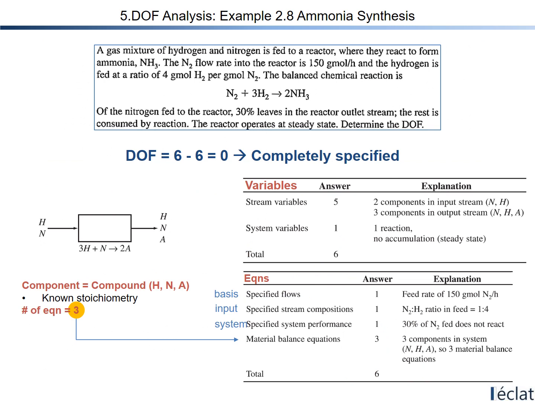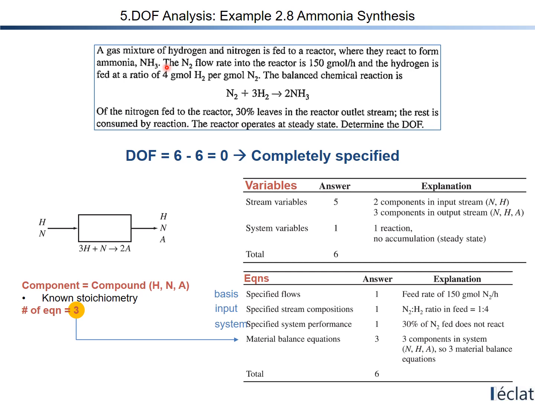Let's go to the example for applying the degree of freedom analysis into some processes. Example 2.8, ammonia synthesis. I believe that you are very accustomed to this process. N2 + 3H2 goes to 2NH3. So let me check what kind of information there is.